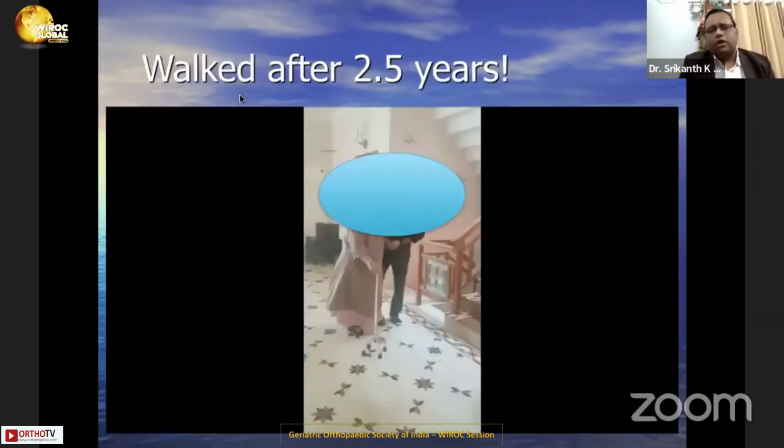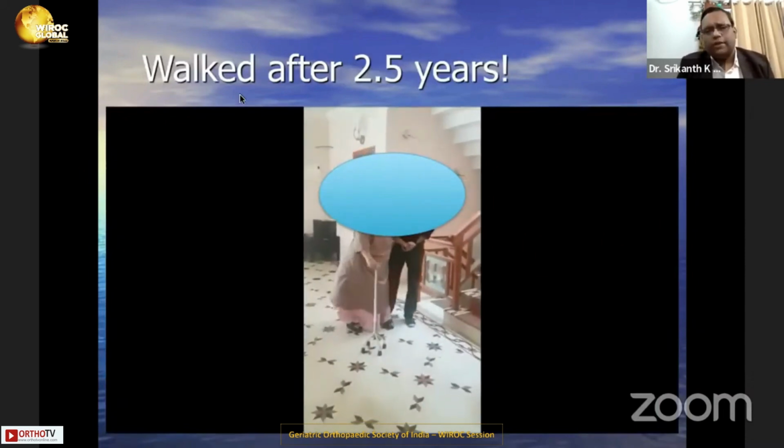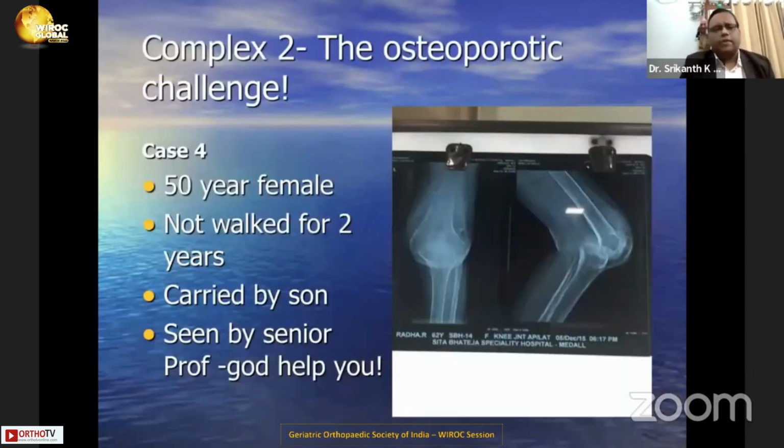This lady walked for 5.5 years following a bedridden state. That's what gives us happiness. This is case 2, a marked osteoporosis and pathological dislocation. Unfortunately, they were not rich enough, and they opted for a fusion. So knee replacement is not a solution for every condition. So we have to sometimes think out of the box.